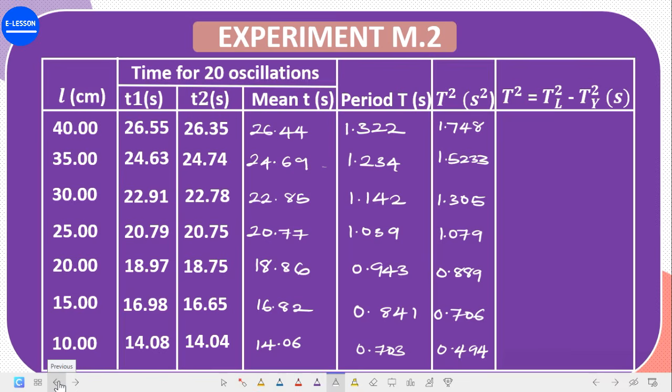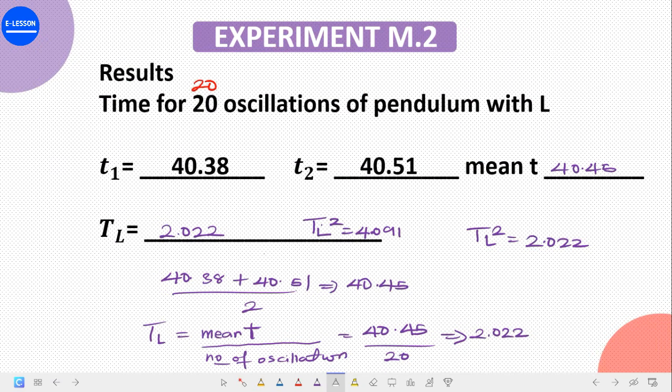Where's the value of TL square? We said TL square is 2.022 squared, which gave us 4.091. This is supposed to be 4.09, okay, it's still in line. Anyways, when we come here now, what we are going to do is to write that value 4.091.